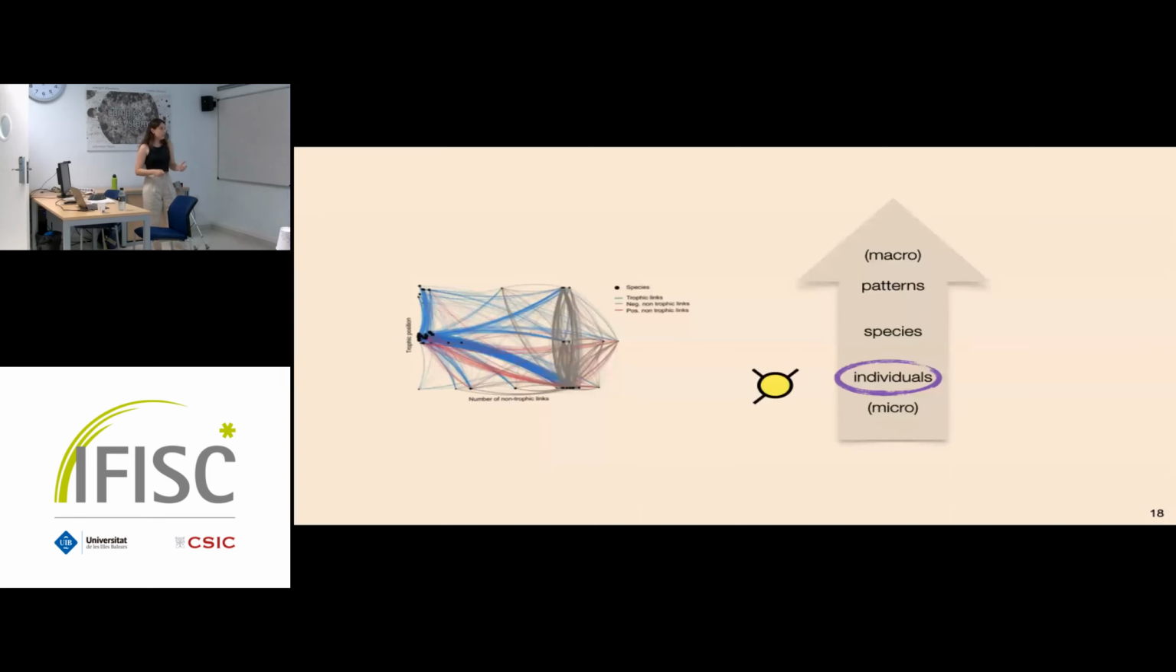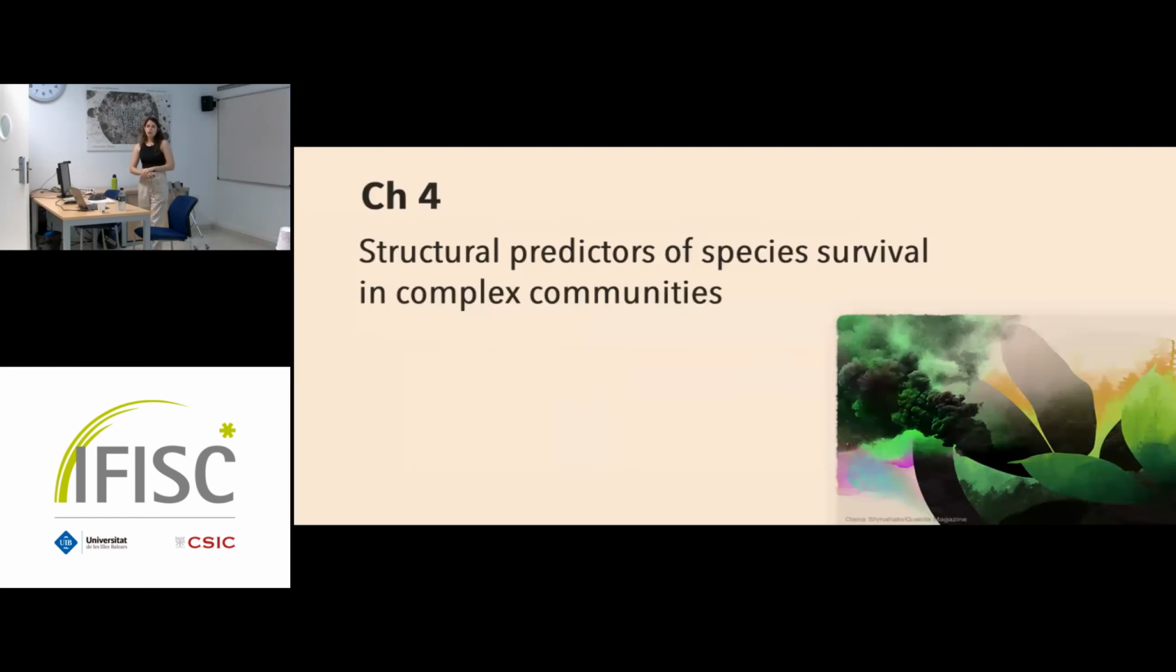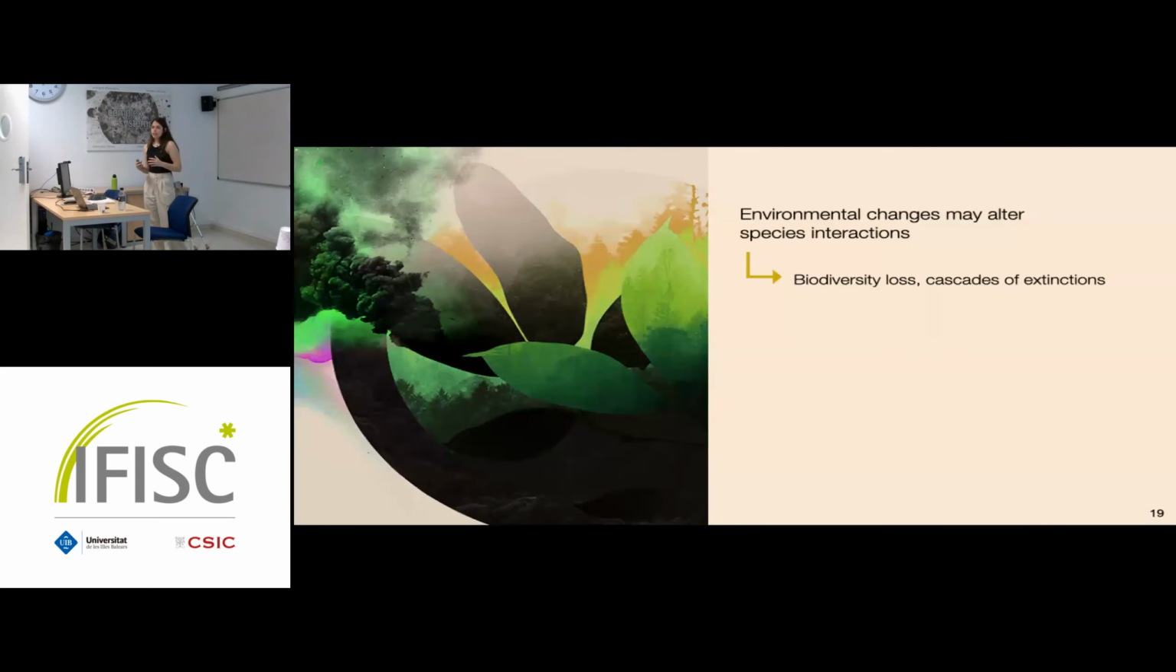In order to do this, we will increase our scale, our level of description of our ecosystems. Now we are going to study networks whose nodes are not individuals, but species. This setting is very interesting to study whole network properties, for example in complex communities with several types of interactions, such as species survival. Nowadays the environment is changing, for example because of climate change, and these changes may alter species interactions, which in turn cause biodiversity loss and cascades of extinctions.